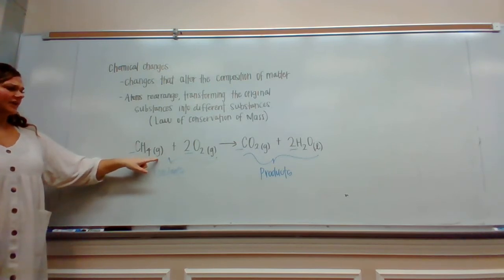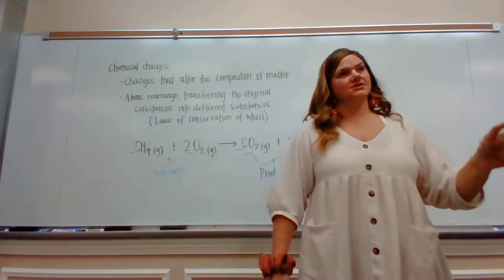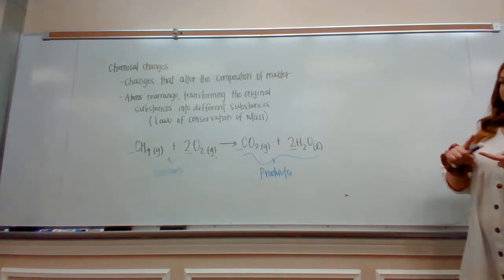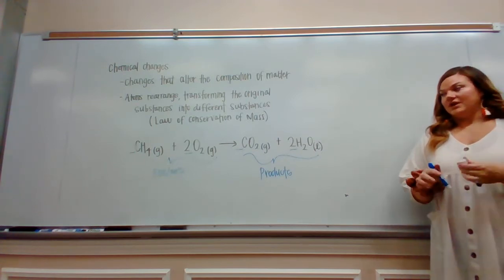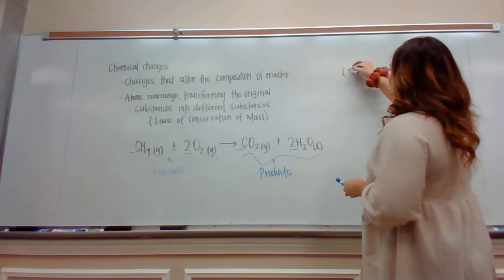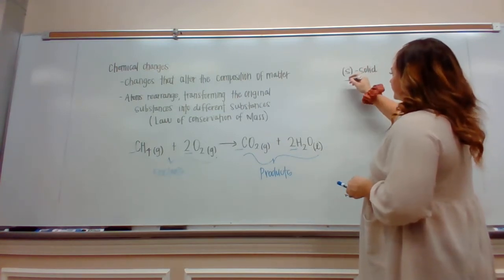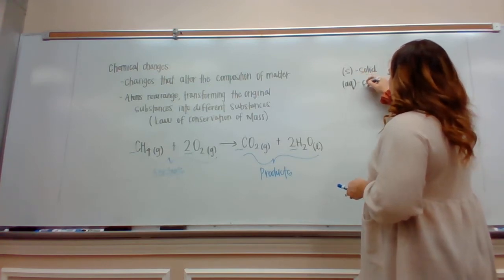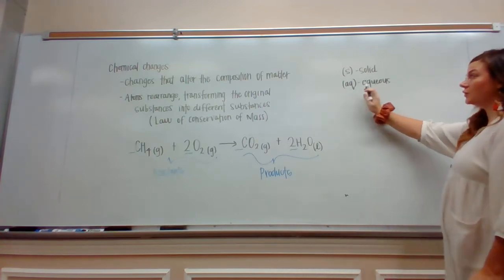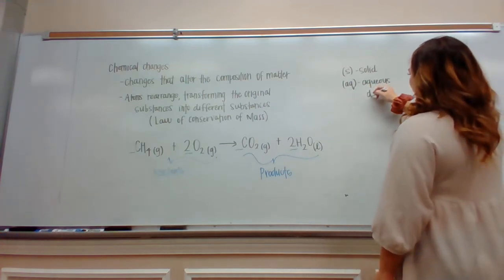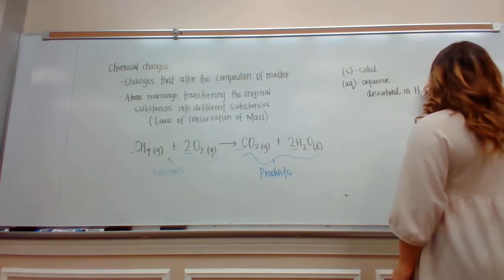You'll also notice that I included what phase each of these substances are in. So in this example, they're either in the gas phase or liquid phase. They could also be in the solid phase, so it would be an S, or AQ, which just means aqueous, and that just means it's dissolved in water.